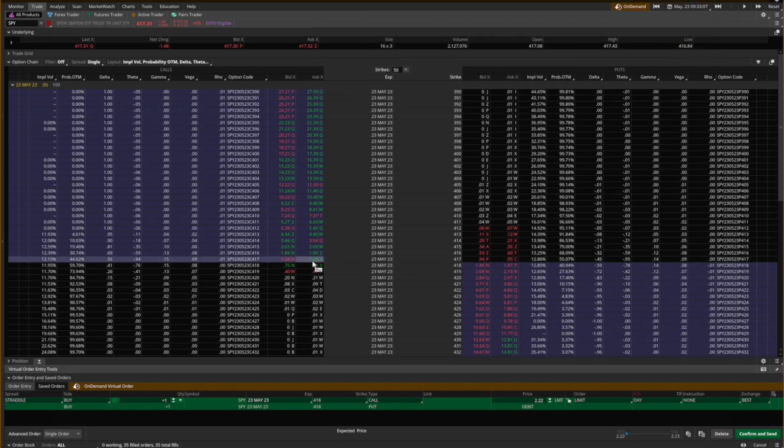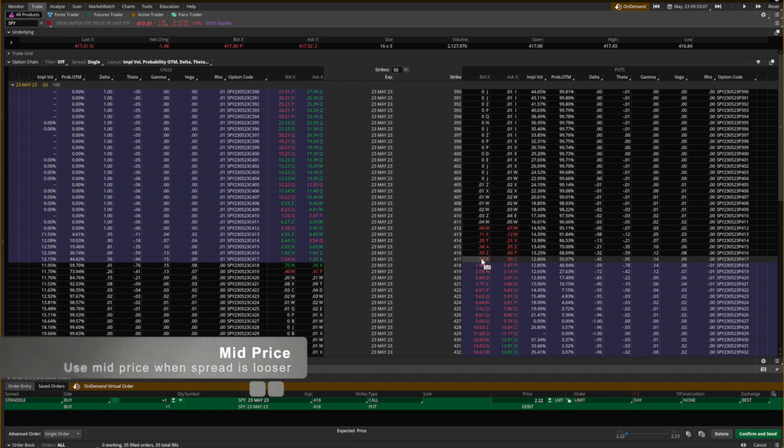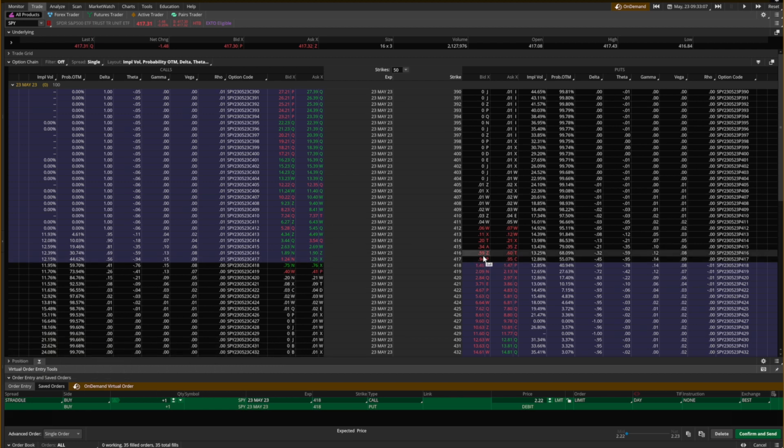Then you simply add the two values together. You can do either the bid or the ask. It really doesn't matter, especially on a stock that is very tight on the spread. So there's only a cent difference here. So it really does not matter.